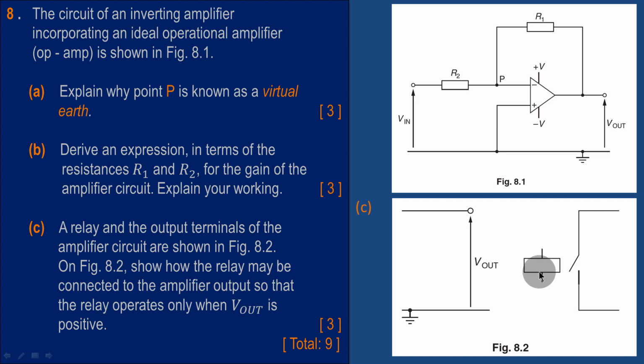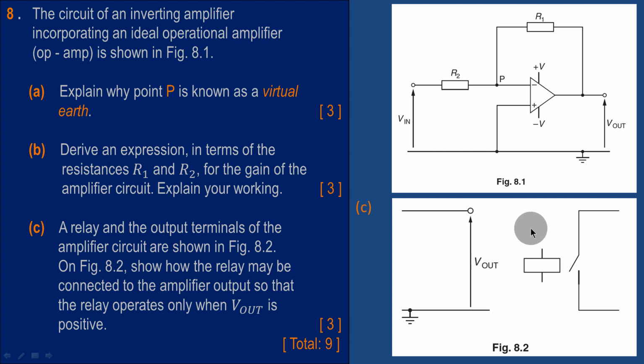So the coil of the relay is connected to the amplifier, like we are going to see in a short while. On figure 8.2, show how the relay may be connected to the amplifier output so that the relay operates only when V out is positive. When this V out is positive, in other words, this section is positive. This means that the relay is not meant to work if the output is negative. And here we remember a certain special device, which is the diode. The diode will only allow current to flow in this direction. That means when the V out is positive.